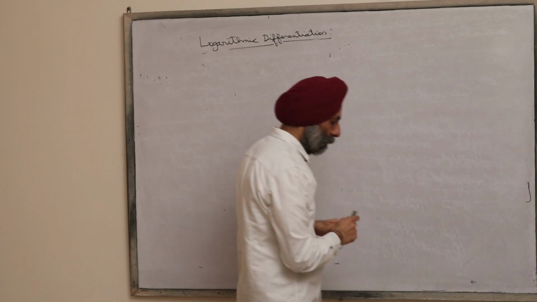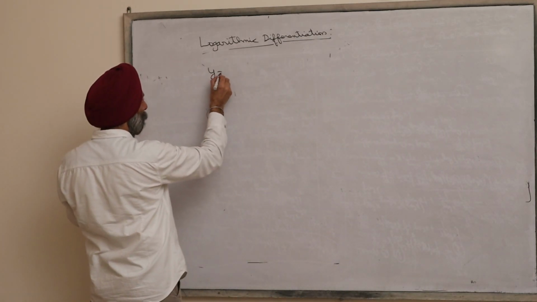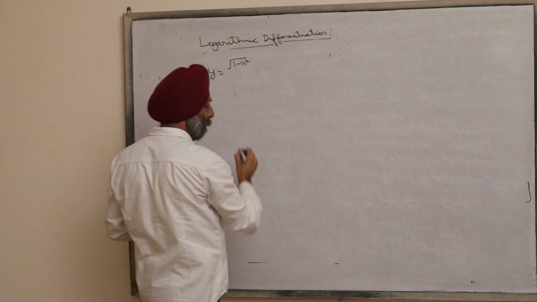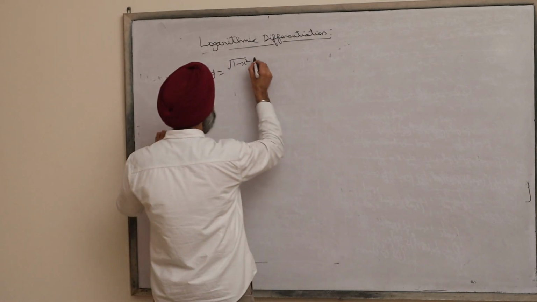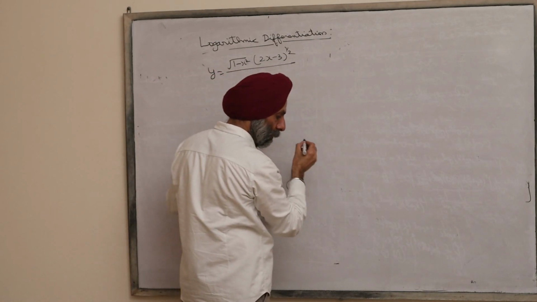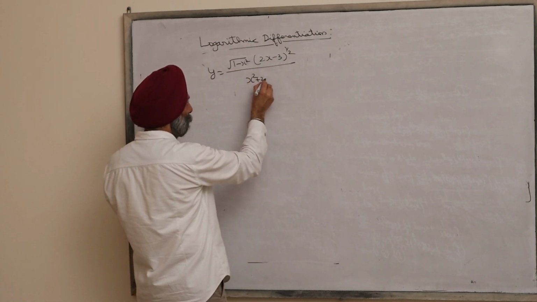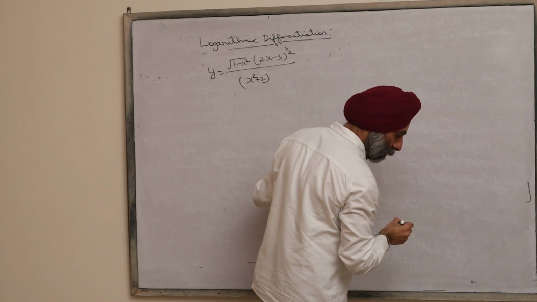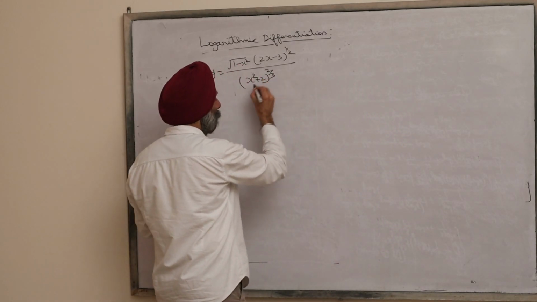Now next is, let's say we have the function which is your y is equal to under root of 1 minus x square into 2x minus 3 raised to the power 1 by 2 upon, this is your x square plus 2 raised to the power, this is your 2 by 3 here.